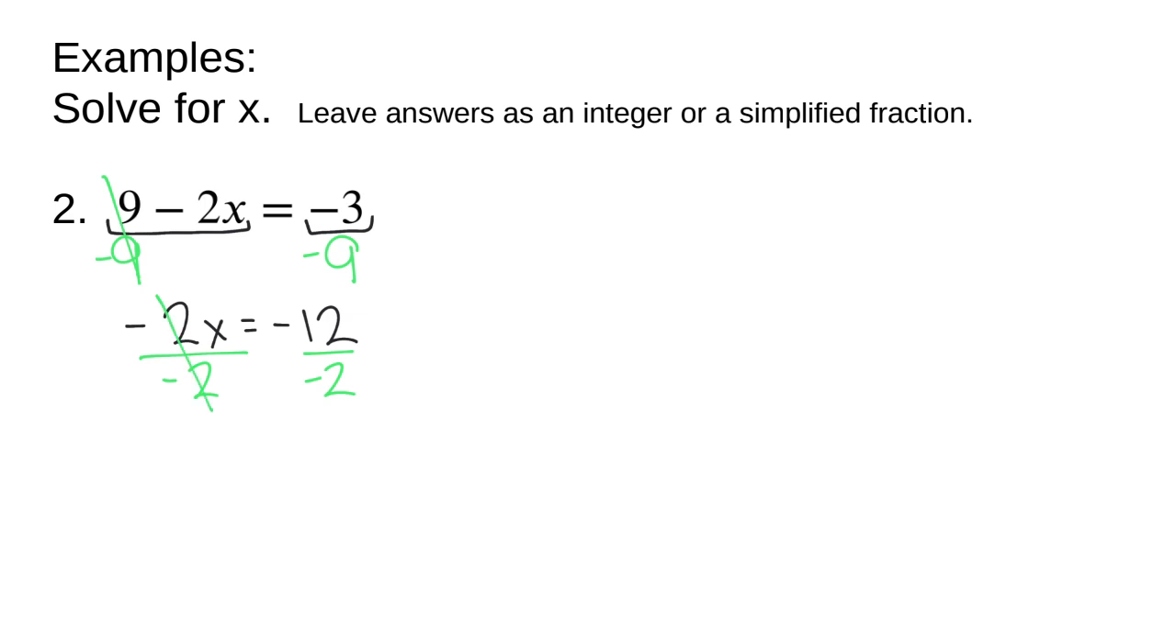And then these guys are going to cancel out because negative 2 divided by negative 2 is 1. And so we just have 1x, which we typically write just as x. And on the other side, a negative over a negative is going to be a positive, and it's going to be a value of 6.